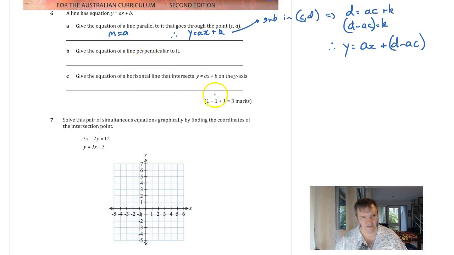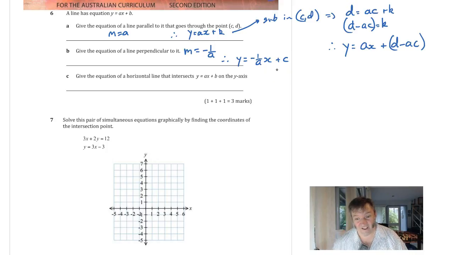So all we need to do is get the gradient right. So the gradient is going to be the negative reciprocal of a, so it's negative 1 over a. So therefore it's like y equals negative 1 over a x plus some sort of constant.